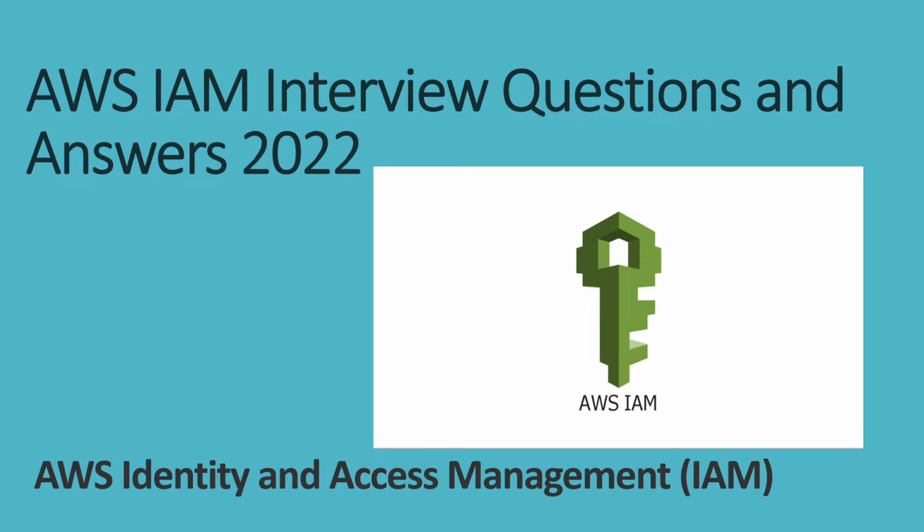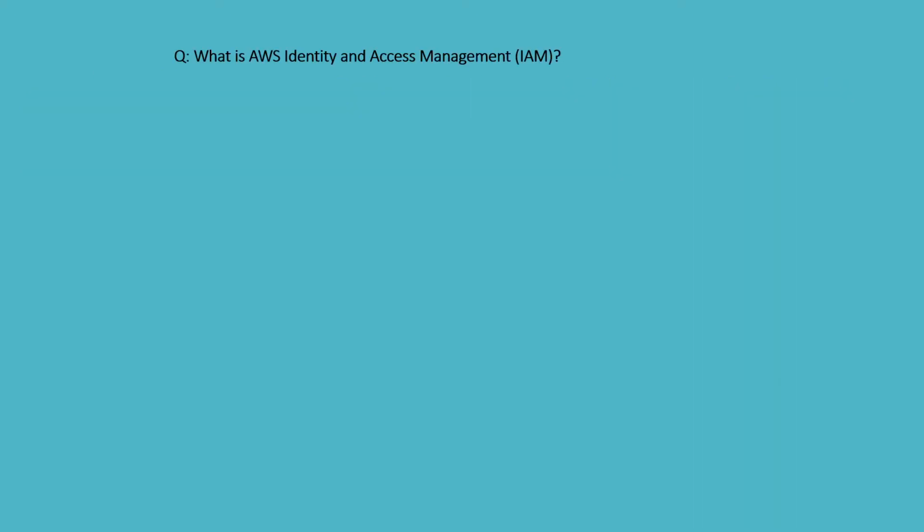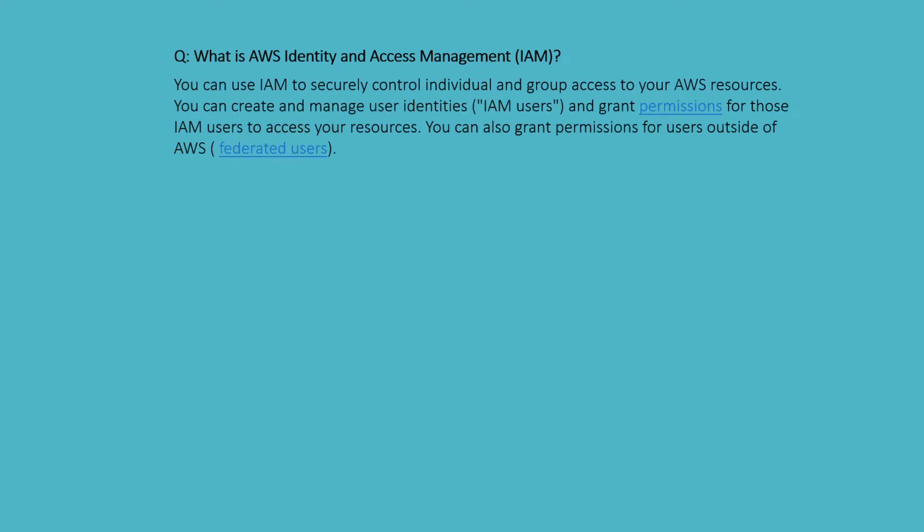Today we are going to show you AWS IAM interview questions and answers. What is AWS Identity and Access Management, IAM? You can use IAM to securely control individual and group access to your AWS resources. You can create and manage user identities, IAM users, and grant permission for those IAM users to access your resources. You can also grant permission for users outside of AWS. That is called federated users.